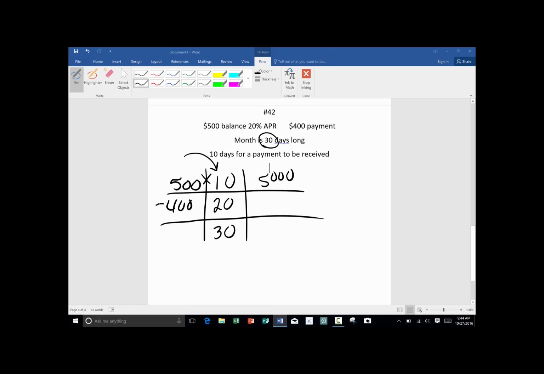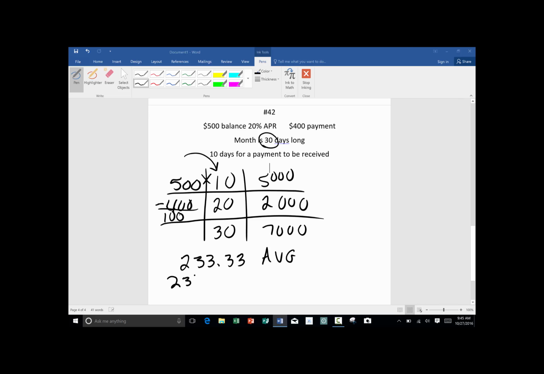We had a payment of $400. So when that payment was made, we now have a balance of 100. 100 times 20 is 2,000. So 5,000 plus 2,000 is 7,000. And 7,000 divided by 30 comes out to $233.33. That is the average daily balance. So this is what our finance charge will be based on.